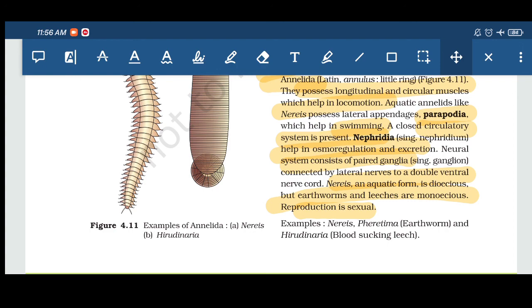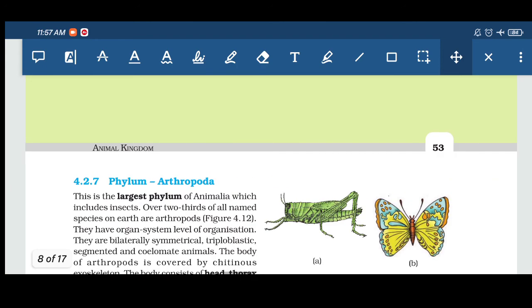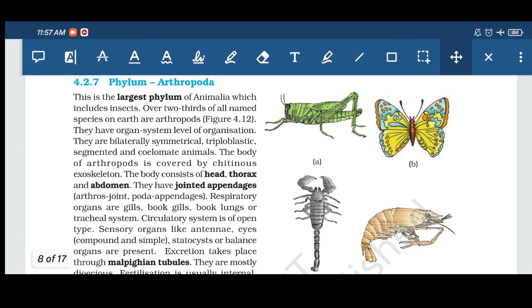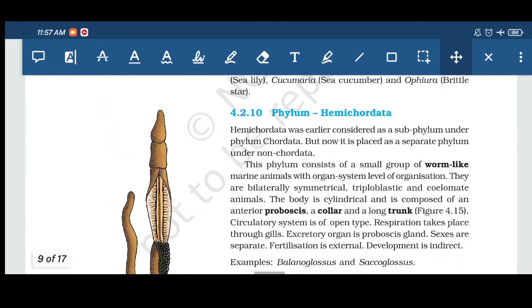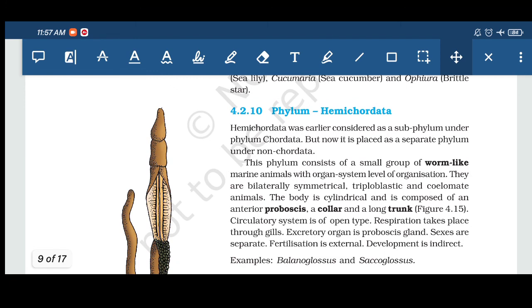Today I think I'll end my class over here. In the next class, we are going to read about Arthropoda, Mollusca, Echinodermata, and Hemichordata. And then, if possible, I'll also start Chordata in the next class.